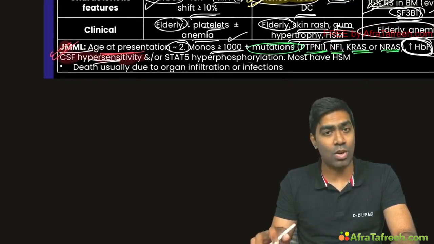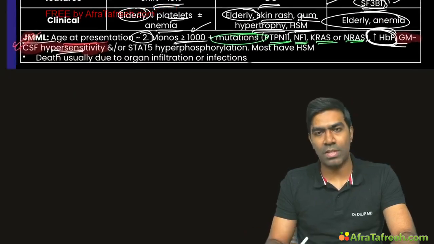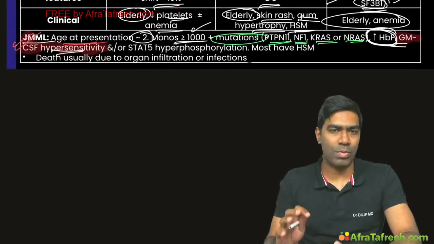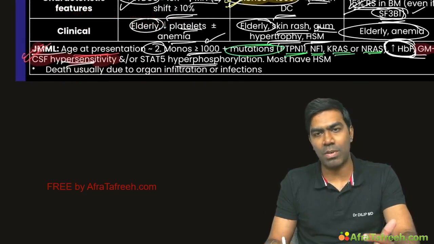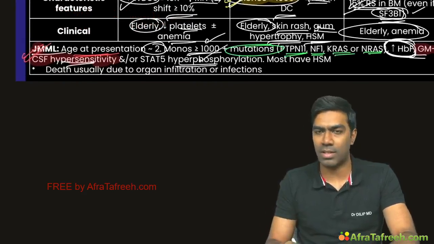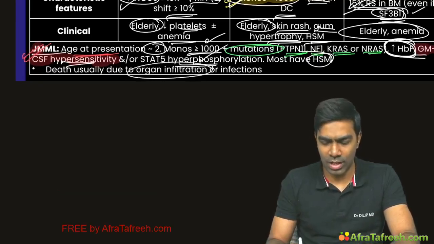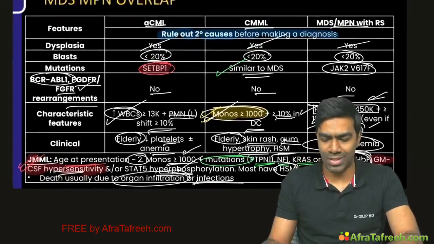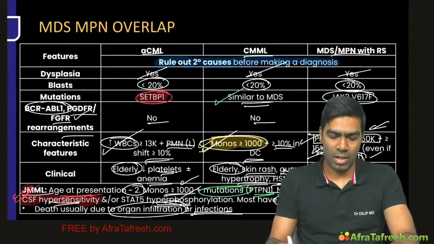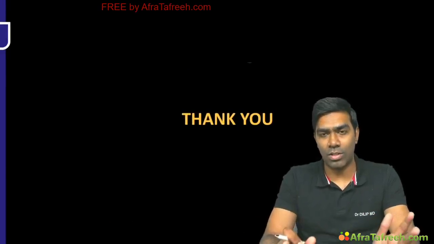This has been asked in one of the INI-SET exams. So GM-CSF hypersensitivity and higher levels of hemoglobin F. These patients also tend to have STAT5 hyperphosphorylation. This is straight from Harrison again. And most of the patients do have hepatosplenomegaly. And death in these patients is typically due to organ infiltration or infections because of these abnormal circulating monocytes. And with that, we are completing the entire myeloid disorders except for the AML.